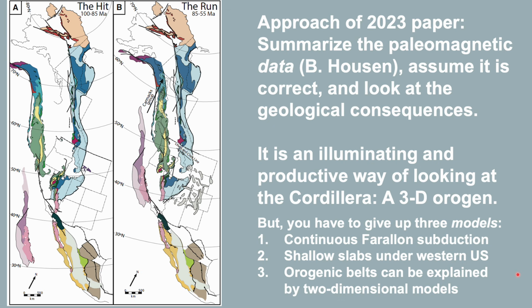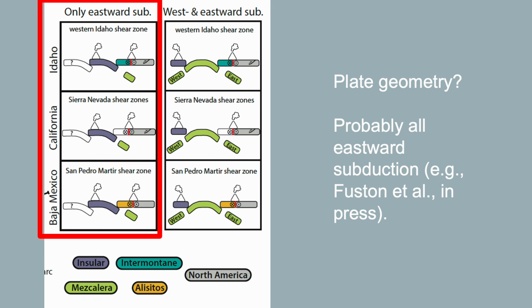And then the last point, and it's sort of a bigger point, is that orogenic belts can be explained by two-dimensional models, that any cross-section. What the hit and run model is saying is that basically most cross-sections are going to be wrong because they basically only show part of what's going on.